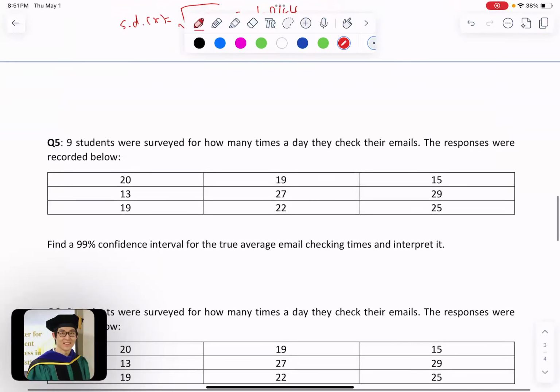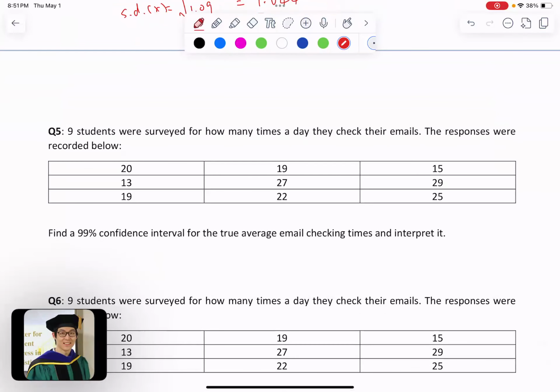All right, question 5. 9 students were surveyed for how many times a day they check their emails. The responses were recorded below. So n equals 9, right? 9 numbers. We want to find 99% confidence interval for the true average email checking time and interpret it.